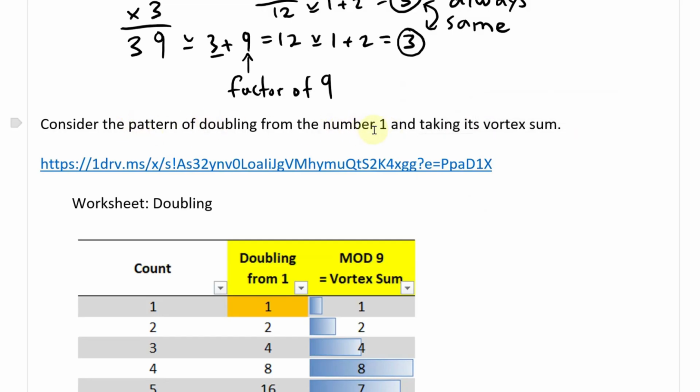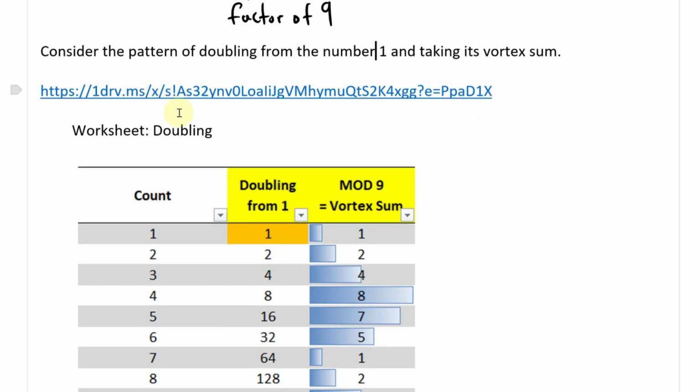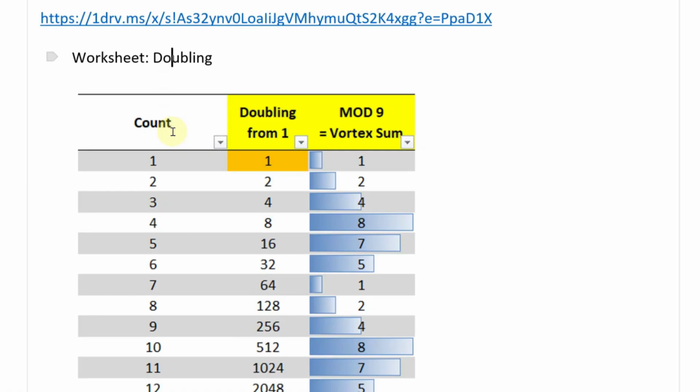So consider the pattern of doubling from the number 1 and taking its vortex sum. Let's look at the same Excel sheet as earlier, and again, you can download and view it. This is from the worksheet doubling, but I have many more worksheets that likely won't show in this video or in other videos, because a lot of them were just me exploring different patterns and seeing what I could find with vortex math and other things like the Fibonacci sequence and prime numbers. So download it and see the extra worksheets and what you can learn from them.